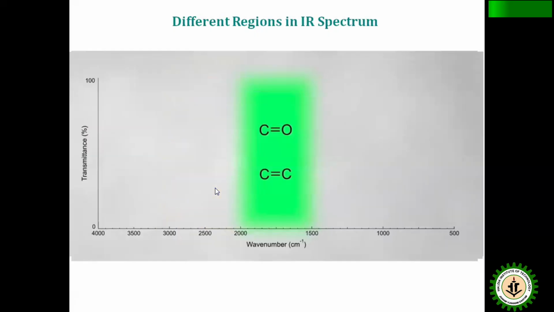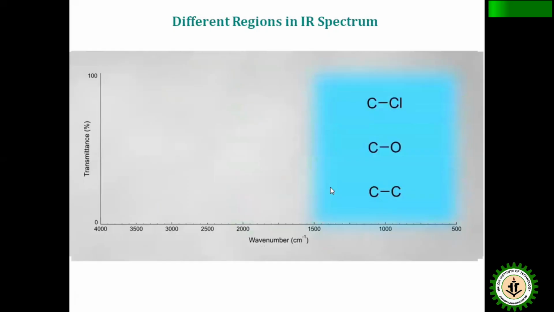Now, the absorption bands appearing in the 1500 to 2000 centimeter inverse are due to carbon-carbon double bonds or carbon-oxygen double bonds. And there it is also due to the fact that double bonds are less strong as compared to triple bonds. Therefore, these double bond vibrations appear at slightly lower frequencies as compared to the triple bond vibrations. Now, the region below 1500 centimeter inverse is particularly due to single bonds that do not involve hydrogen atoms, that is the CC single bond, CO single bond, and CCl single bonds.